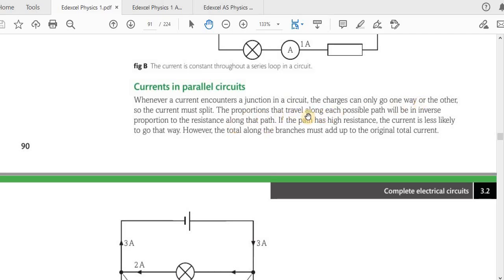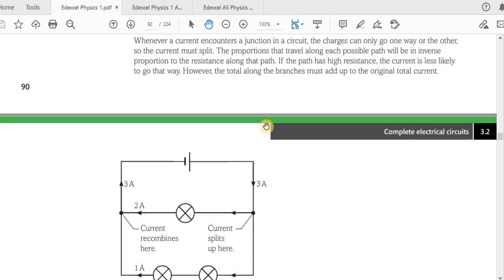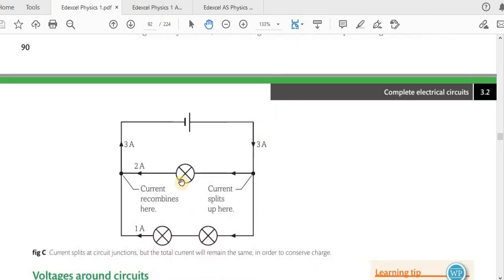The proportions that travel along each possible path will be in inverse proportion to the resistance along the path. So always the higher amount of current tries to flow through the less resistance path. Now if these lamps are identical, let's say they have the same resistance, then the resistance in this branch will be double the resistance in this other branch or path. We call these branches. From here to here it's one branch, then from here all the way to there, that is another branch.